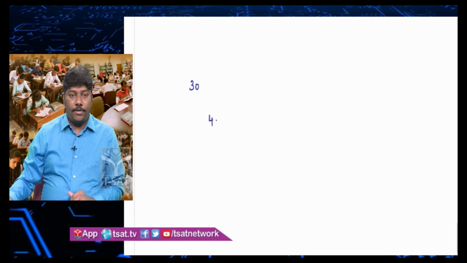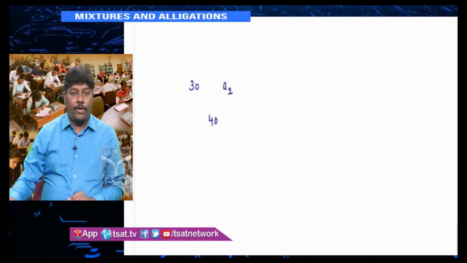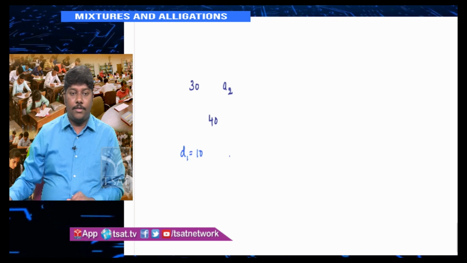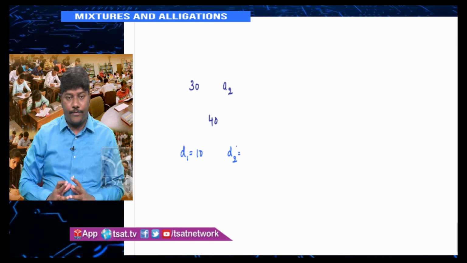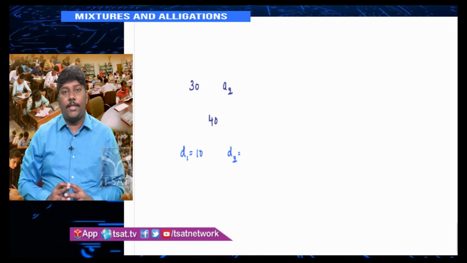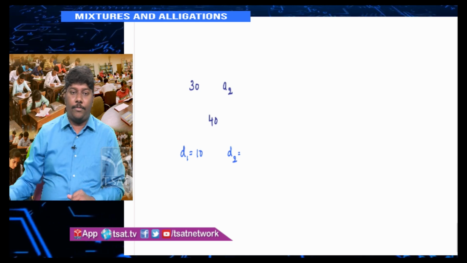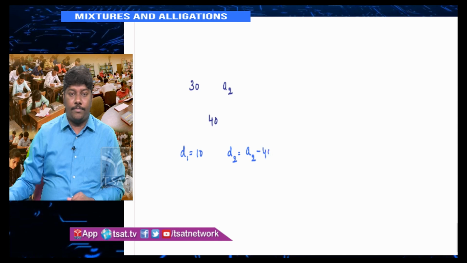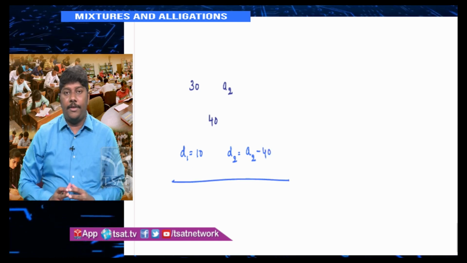Suppose I give you, this is 30, this one is 40, and your A2 is A2 only. Now, what is your D1? D1 is equal to 10, because you know the difference. Now, what is D2? Can I write 40 minus A2 or A2 minus 40? It is very important. Here 30 is less than 40, therefore A2 should be greater than 40. So the answer should be D2 is A2 minus 40, right? So I am telling you various ways how we find D1 and D2 and how we put it.